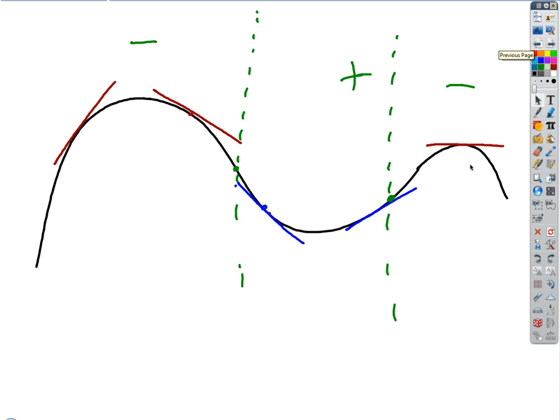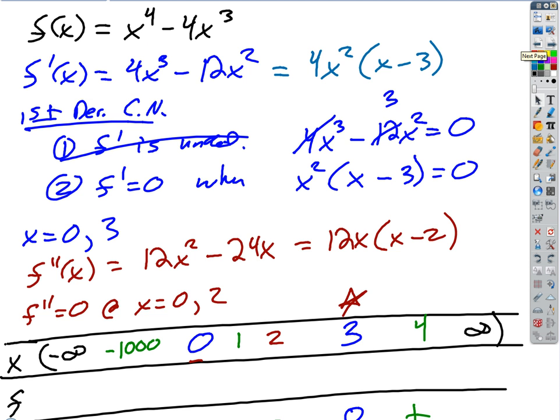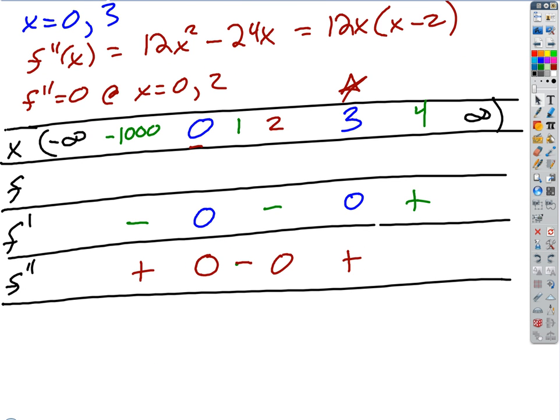Okay, so we did then identify these as transitions. These second derivative critical numbers were both transitional points for the second derivative, meaning it changed signs. So what does that make them? What do we call those? Inflection points, yes.